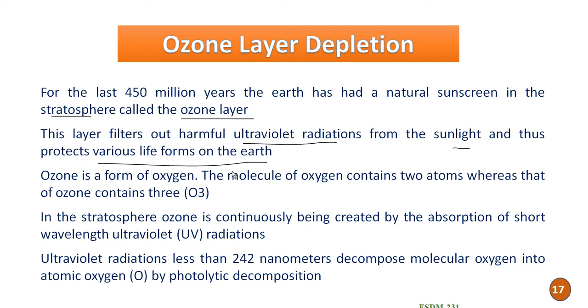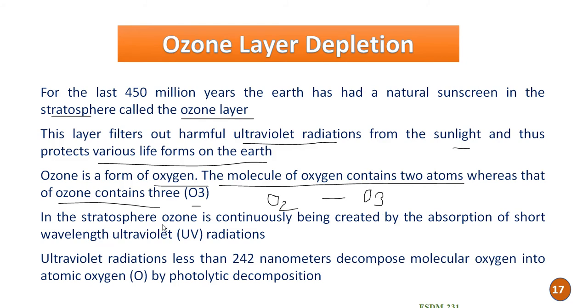It is present in the stratosphere at a height of about 23 to 24 kilometers from the earth's surface, and this ozone is a form of oxygen. The molecular oxygen contains 2 atoms, whereas that of ozone contains 3 atoms. So the molecular oxygen is O2, while this ozone is O3.